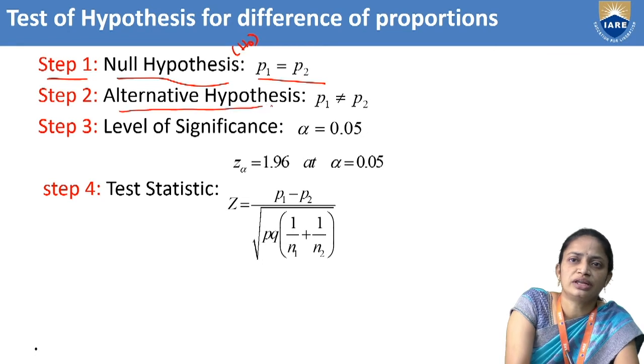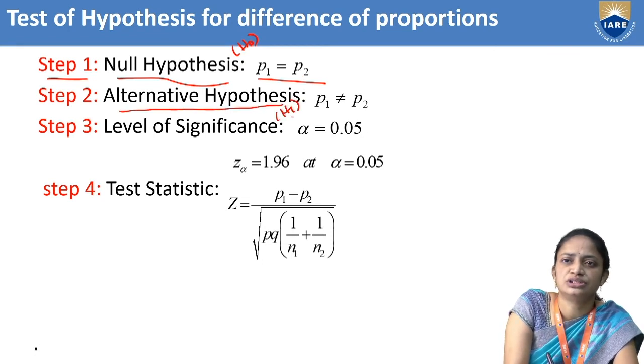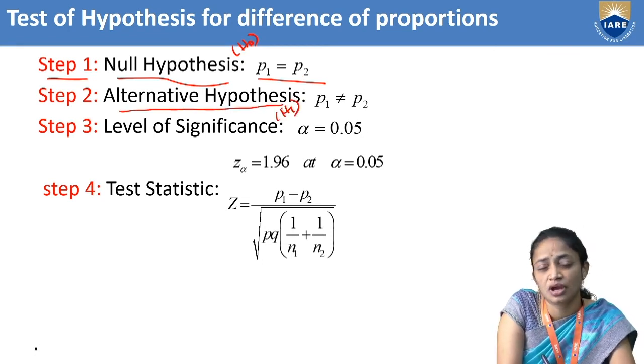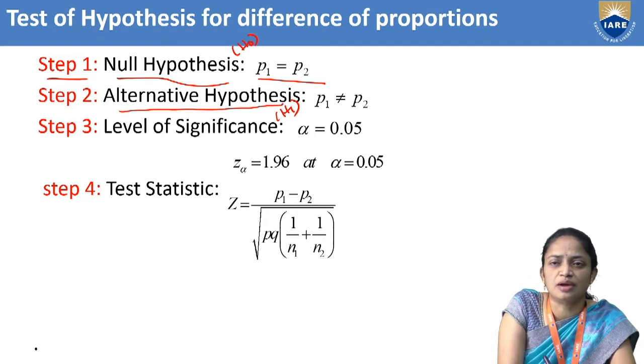What is the alternative hypothesis? The alternative hypothesis is denoted with H1, and it is opposite to the null hypothesis. Here I am taking that there is a difference between the sample proportions.